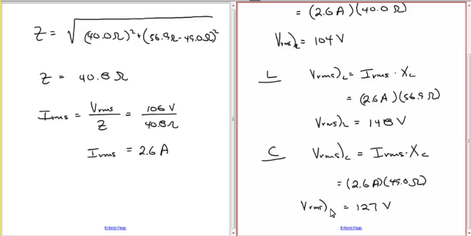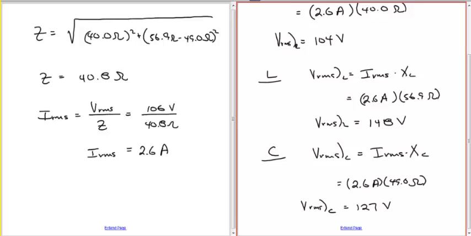Now the thing is that these are the RMS values for each one of these things. You can't just add them together because they're happening at different times. This one peaks 90 degrees out of phase with this one, which peaks 90 degrees out of phase with this one, and then these two are 180 degrees out of phase. So when this is positive, this one's negative. And that's why the RMS voltage is 106 volts. So the RMS across the resistor is a little bit less, but the voltages across the capacitor and the inductor actually are higher.